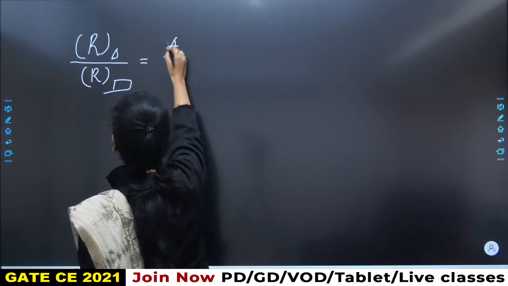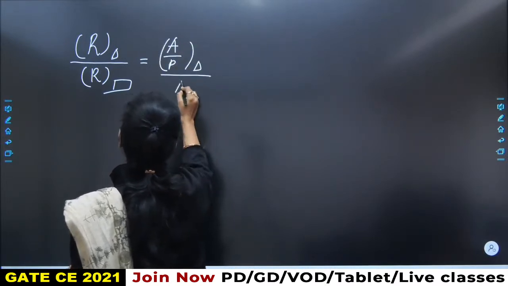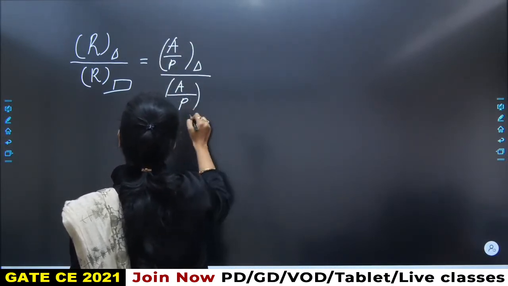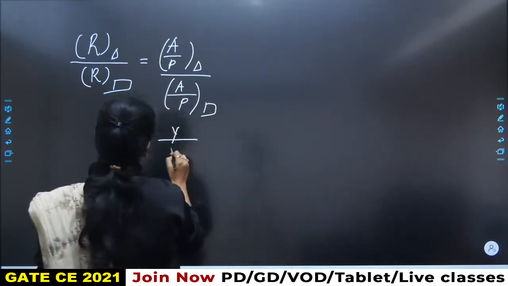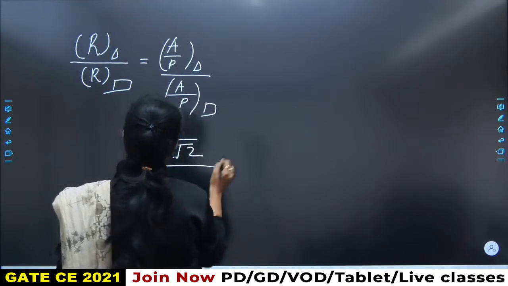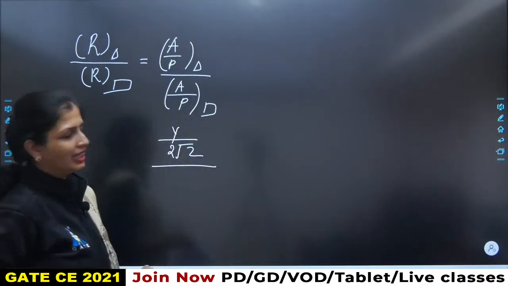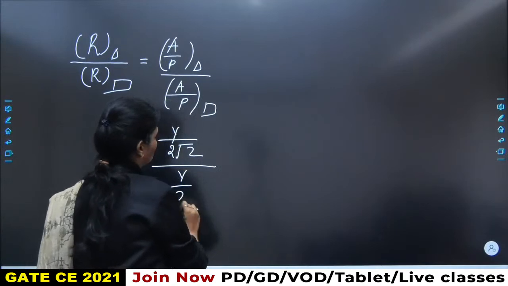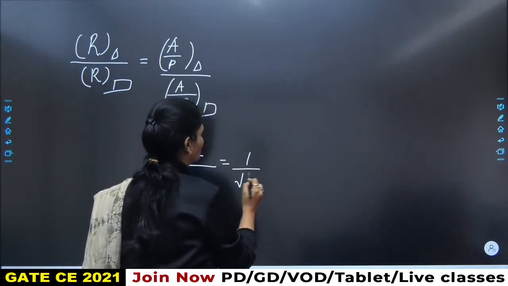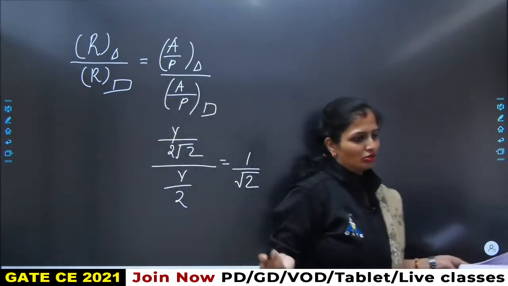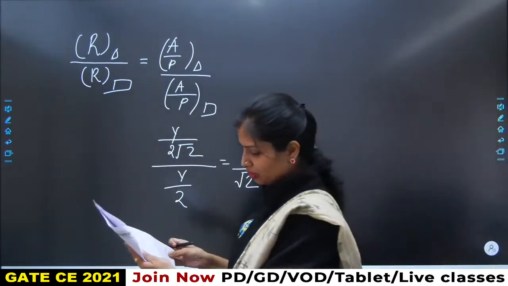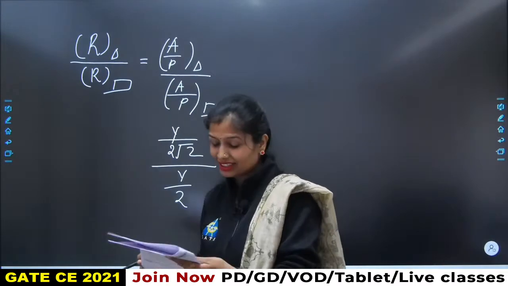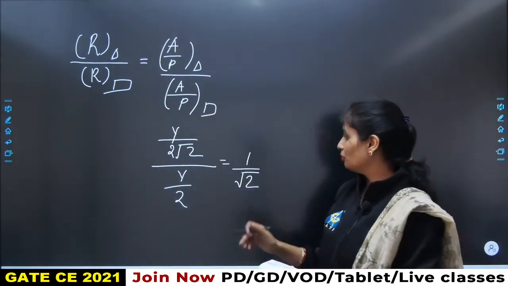A by P of triangle to A by P of rectangle. Clear? So A by P of triangle is how much? y upon 2 root 2, while A by P, that is hydraulic mean depth of rectangle, is what? y by 2. So if you solve it, what you will get? 1 by root 2. Simple question. So here the options were also given. I am having root 2, 1 upon root 2, 1 and 2. So I am getting 1 upon root 2.